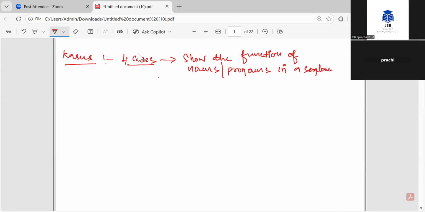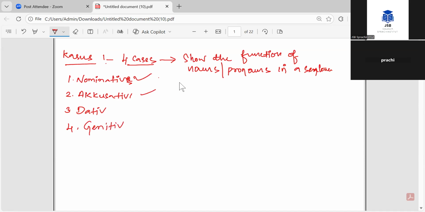Okay, so first we have actually 4 cases. Like in A1 level, we know the cases: first one is nominative, second one is accusative, third one is dative, fourth one is genitive. In A1 level, these two are important, but anyway, I will teach you 4 cases.